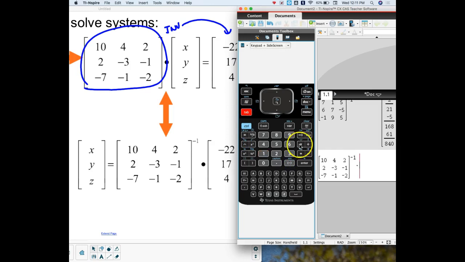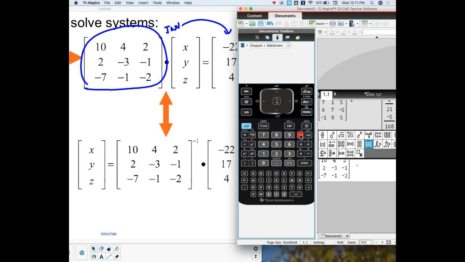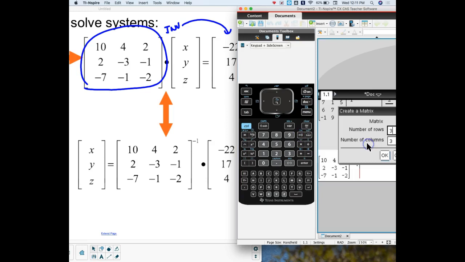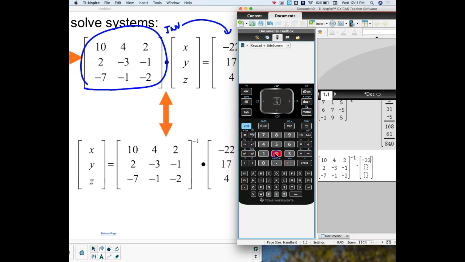And I'm going to multiply that by the 3 by 1 matrix. So now I need to go into here and set number of rows there, number of columns there. I need it to be 3 by 1 of -22, 17, and 4.